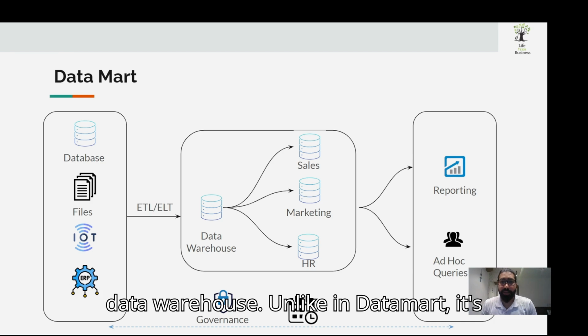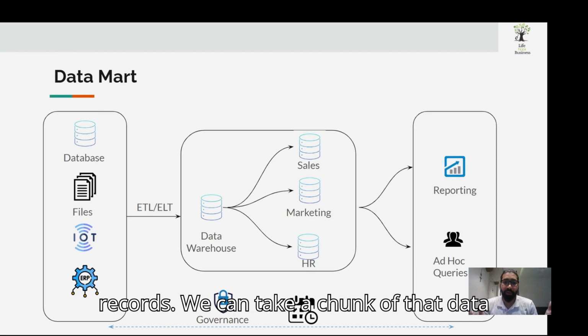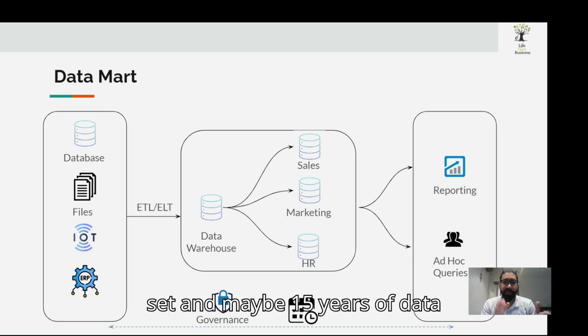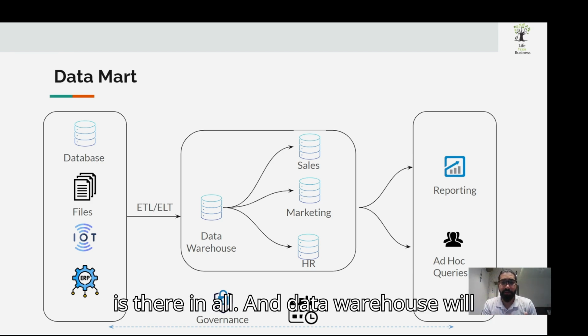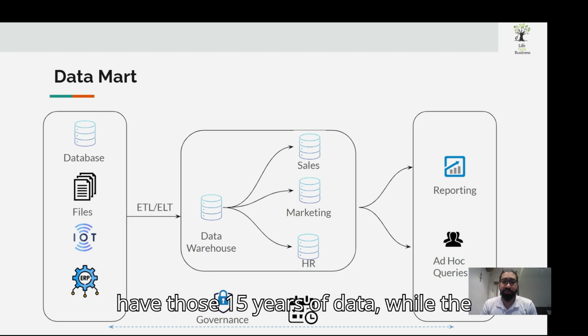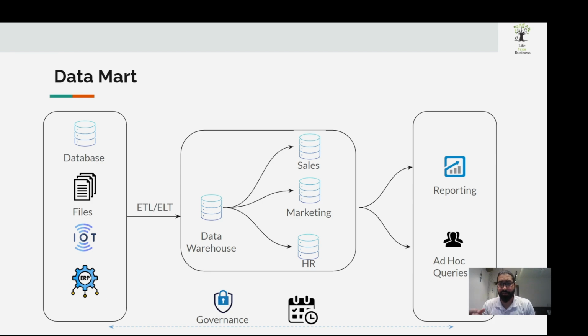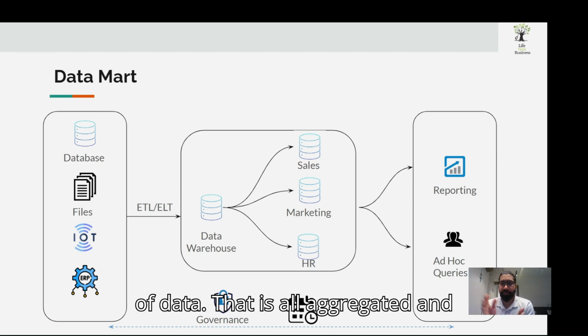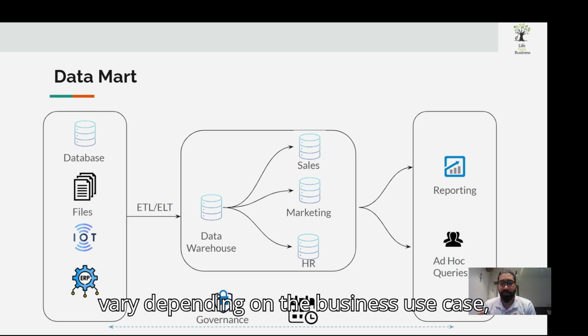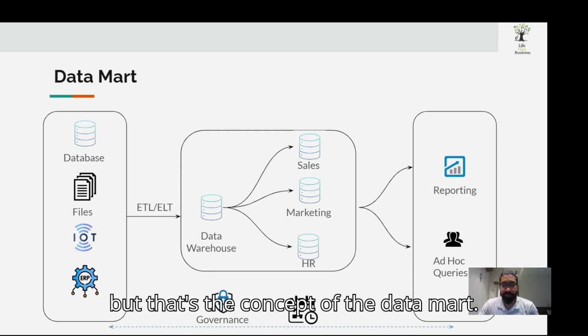Unlike in the data warehouse, in a data mart it's not mandatory to store all the records. We can take a chunk of the data set. Maybe 15 years of data exists in all, and the data warehouse will have those 15 years, while the data mart can store only 3 years of data, all aggregated and required for consumption. It varies depending on the business use case, but that's the concept of the data mart.